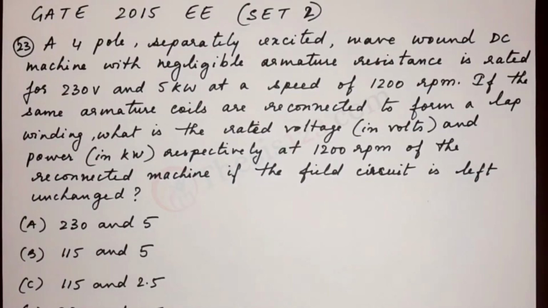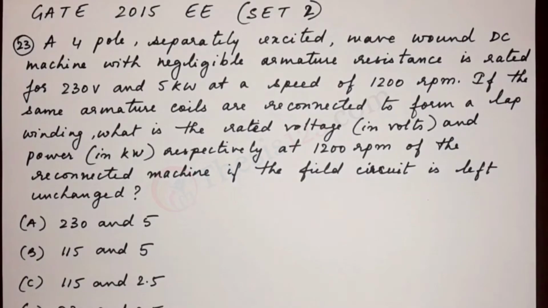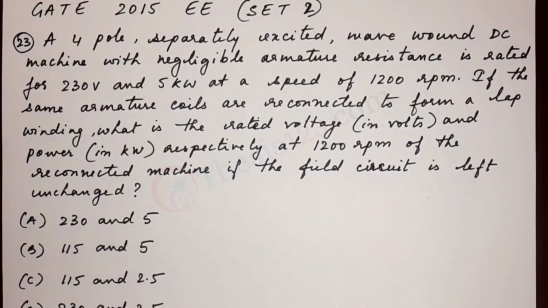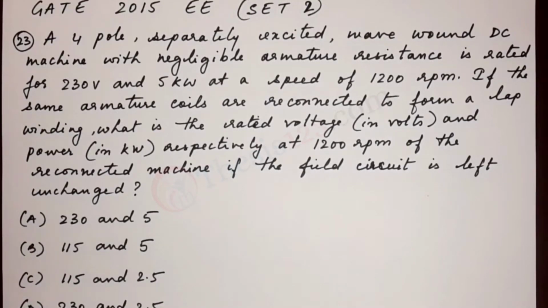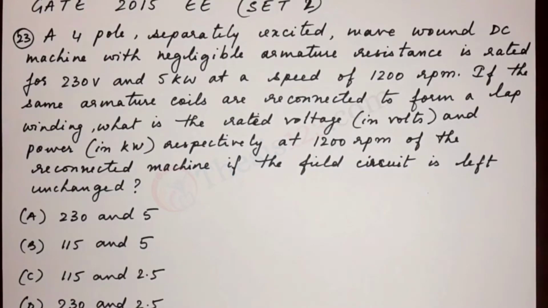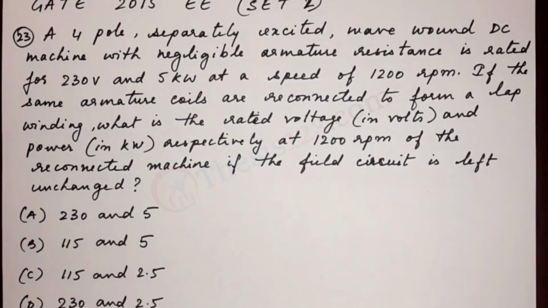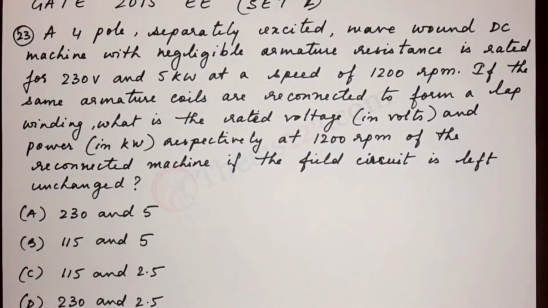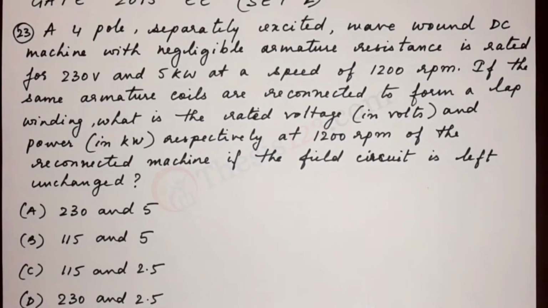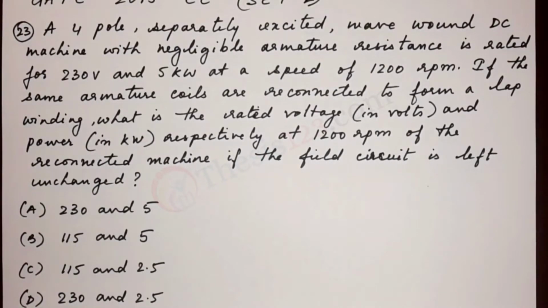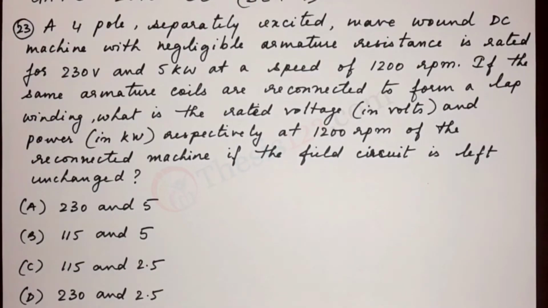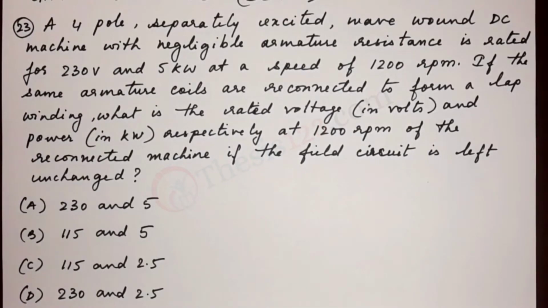Okay, here's question number 23. A 4-pole separately excited wave-wound DC machine with negligible armature resistance is rated for 230 volts and 5 kilowatts at a speed of 1200 RPM. If the same armature coils are reconnected to form a lap winding, what is the rated voltage and power, respectively, at 1200 RPM of the reconnected machine if the field circuit is left unchanged?